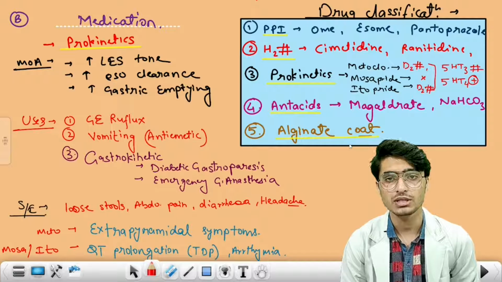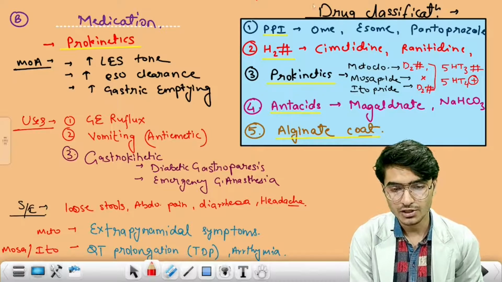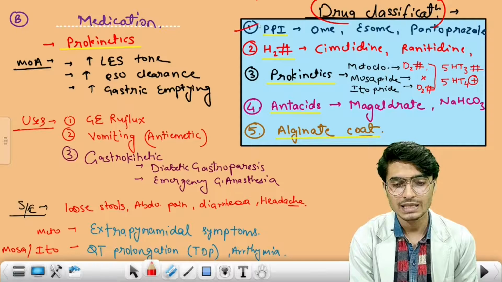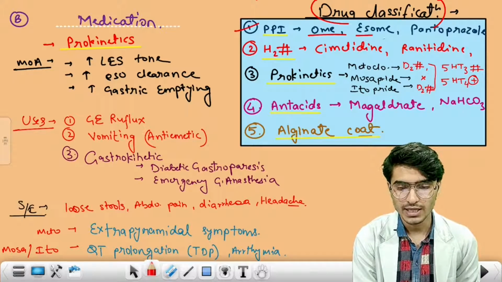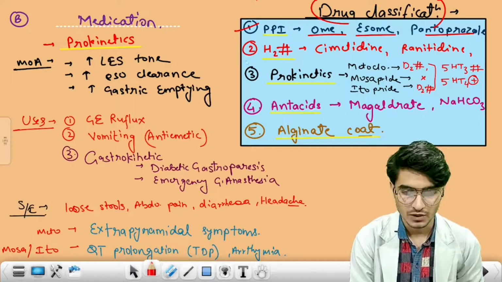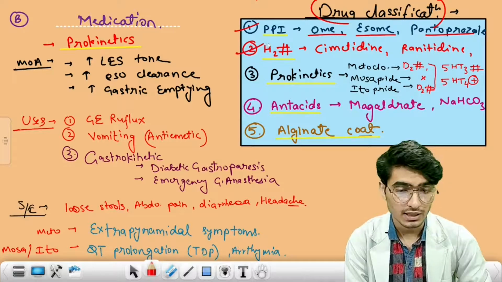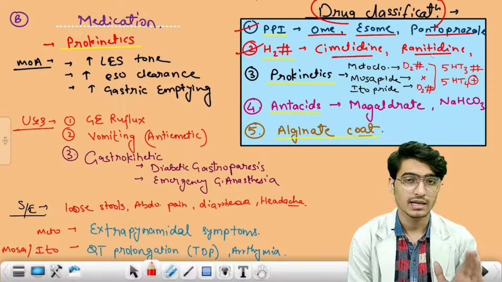Now we will go for the medications which are to be given to the patient here. First we will discuss the drug classification. We have 5 categories of drugs. Number one is the PPIs, right? So omeprazole, esomeprazole, pantoprazole are there. And the H2 blockers, right? So histamine antagonists are there, such as cimetidine and ranitidine.